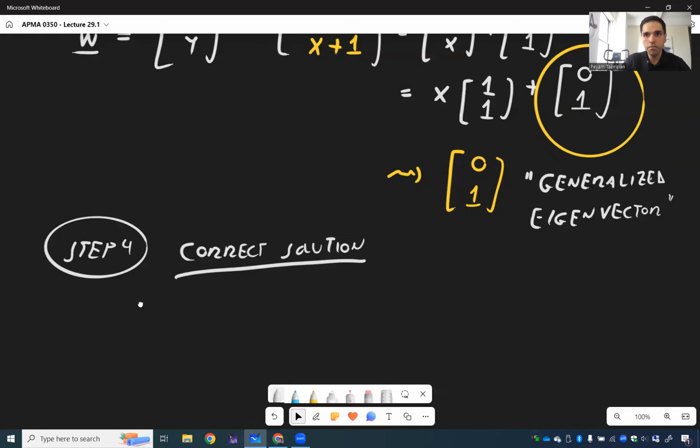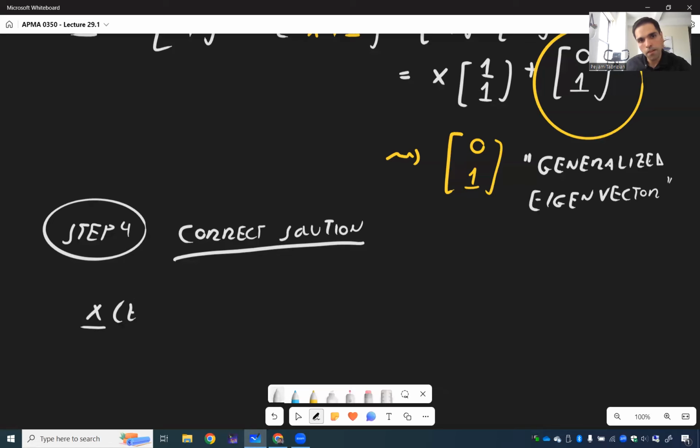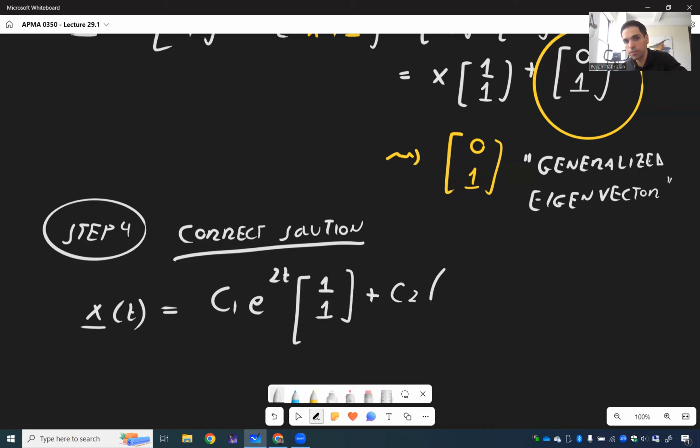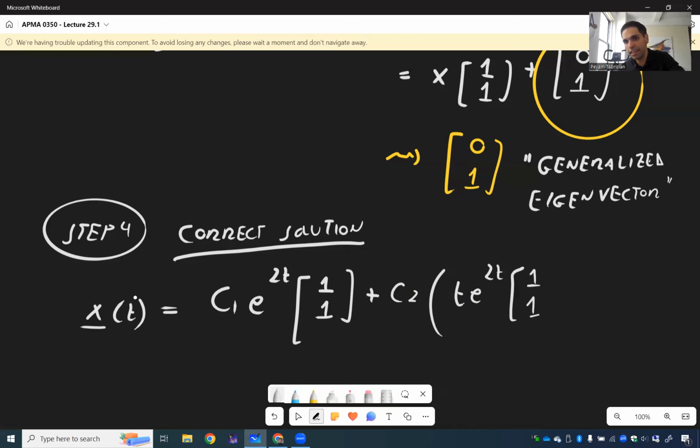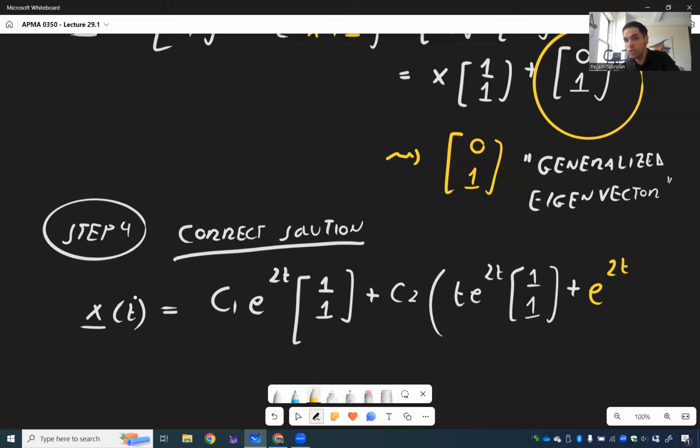So x of t, the beginning was still correct. It's still c1 e to the 2t times (1, 1). And now c2, still t e to the 2t times (1, 1). So that's the second guess. But now you just add this new term, which is e to the 2t times (0, 1). And once again, I will explain in the next video why we actually do that.